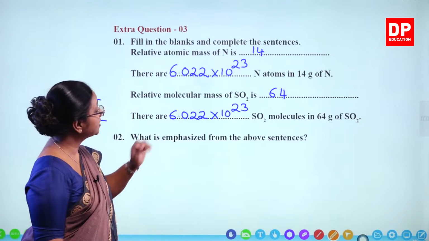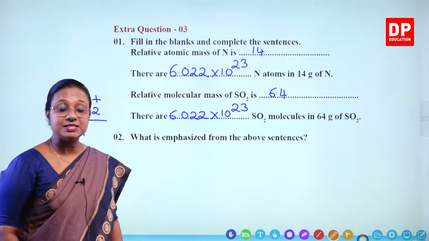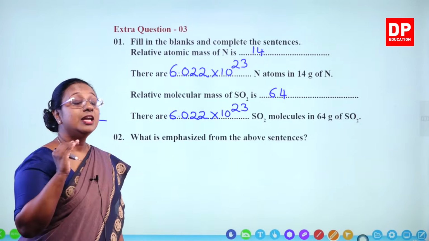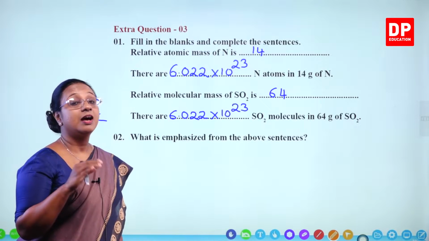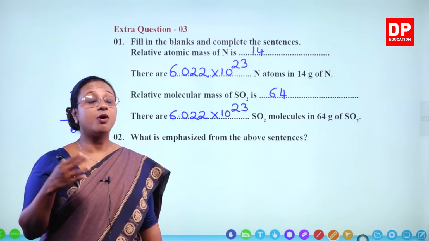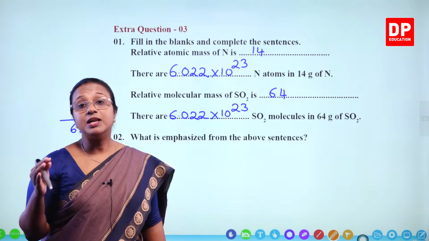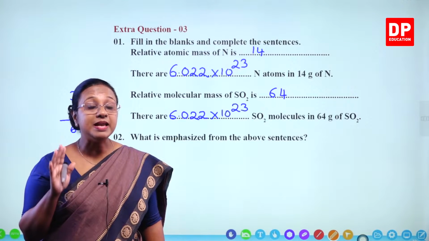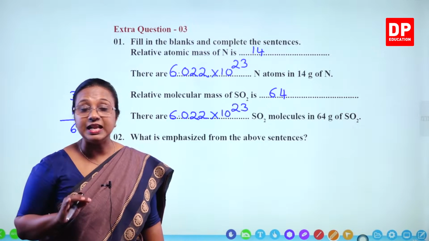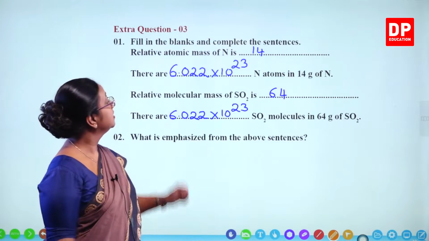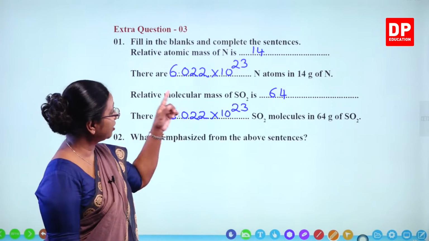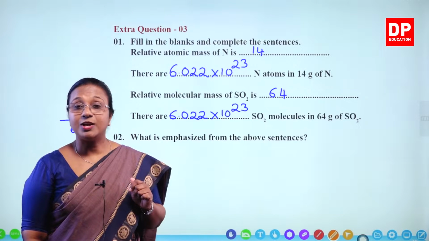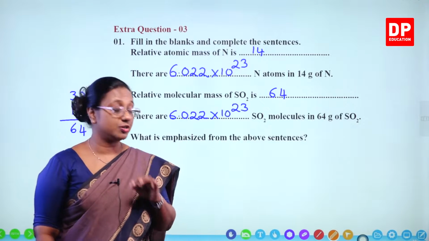What is emphasized from the above sentences? What can you understand? You know that if you take either an element or a compound equivalent to its molar mass, then the basic number of units contained in that is equal to 6.022 into 10 to the power of 23. That is a constant, and that is what we call as Avogadro constant.